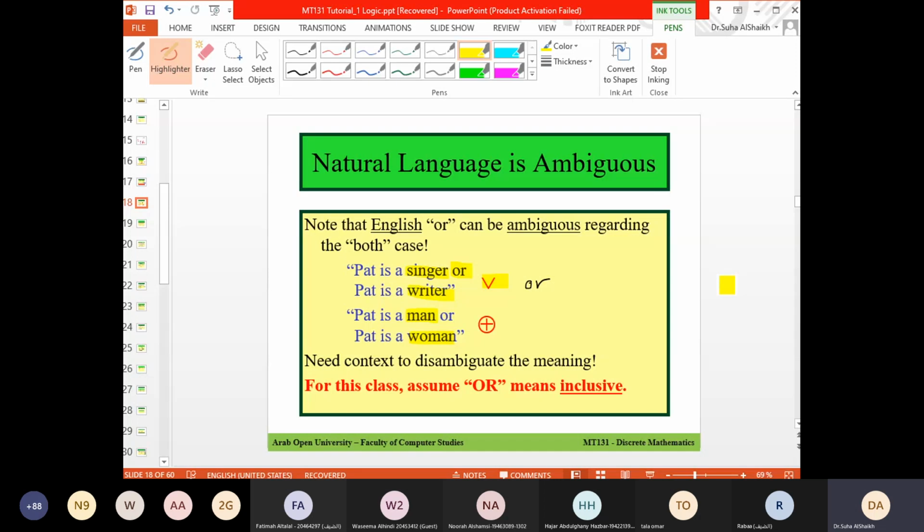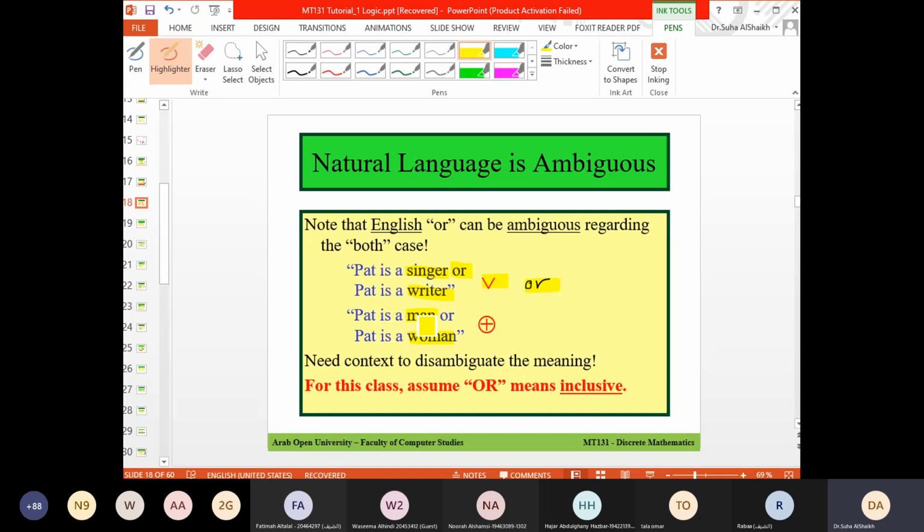So again, let me repeat this. Now Bat is a person. He can be a singer or a writer. Can he be both singer and writer at the same time? He can. This is the usual or.